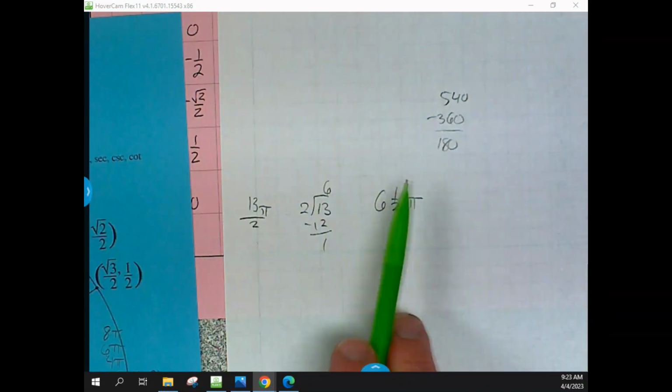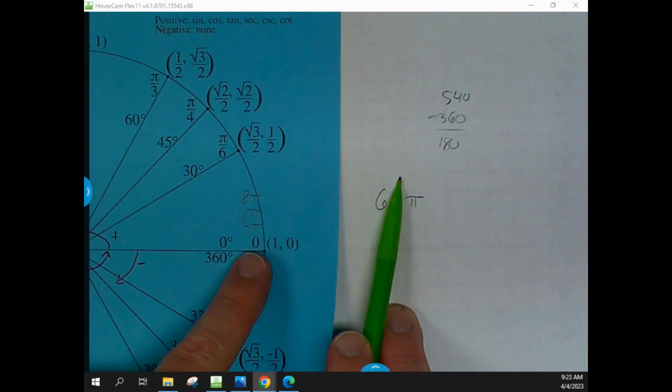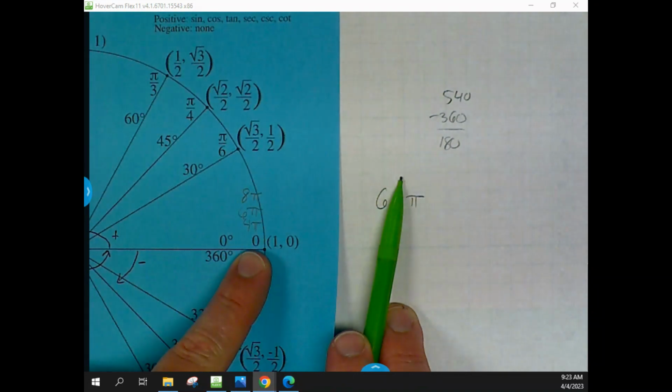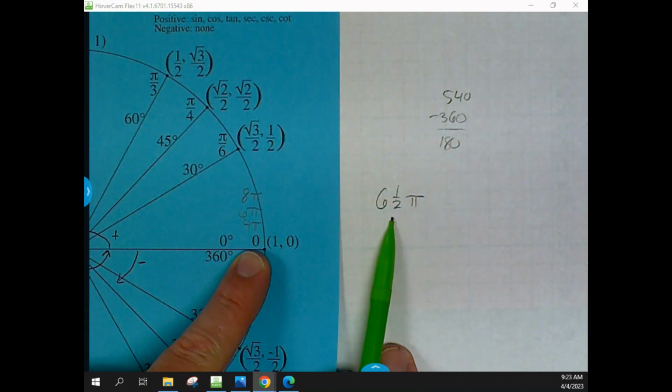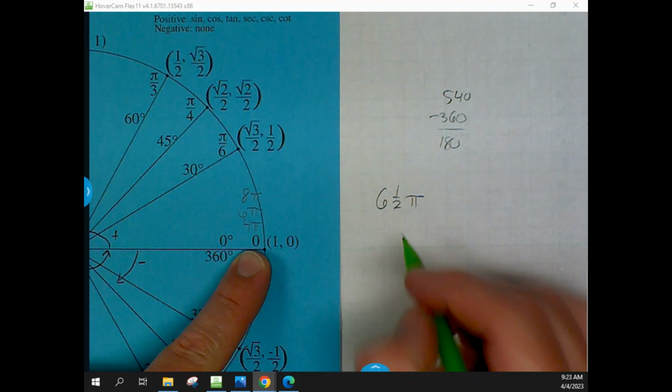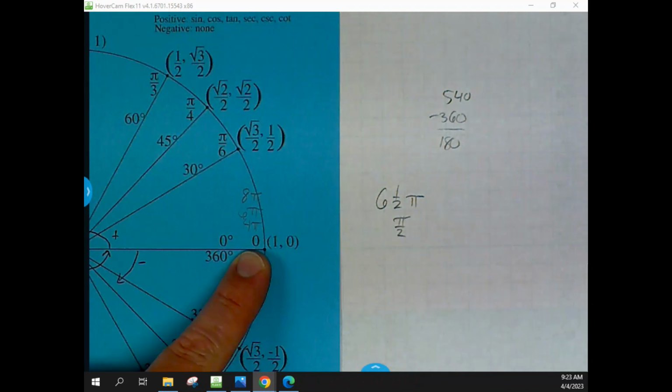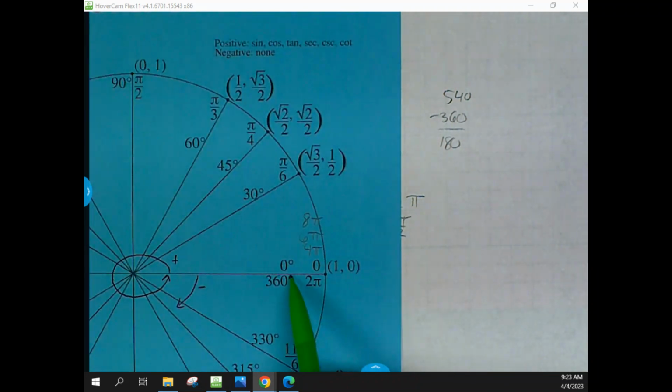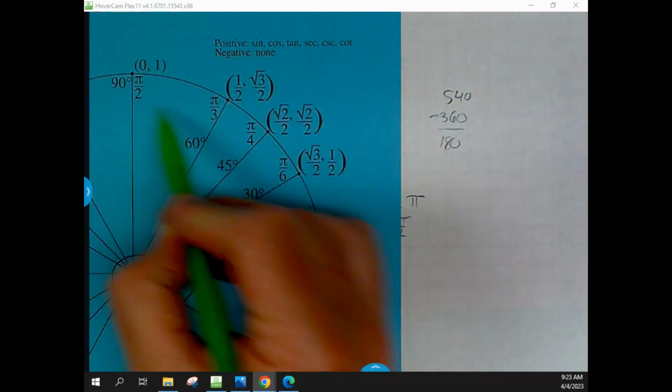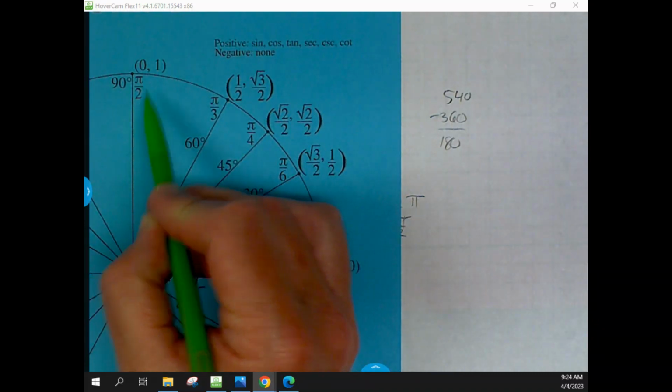So if it was just 6 pi, we'd be back here. But then we got to go a half pi more. And a half pi is the same thing as just pi over 2, right? So if we're here at 6 pi, go up pi over 2 more, that would put you right here. So now we're at 0, 1.